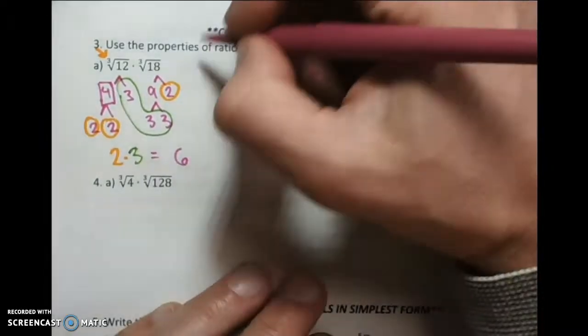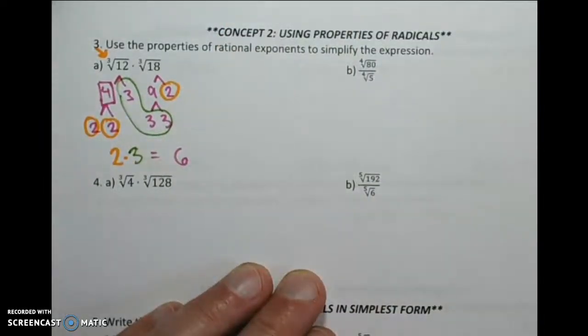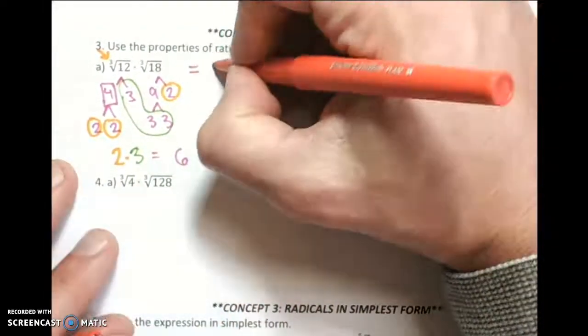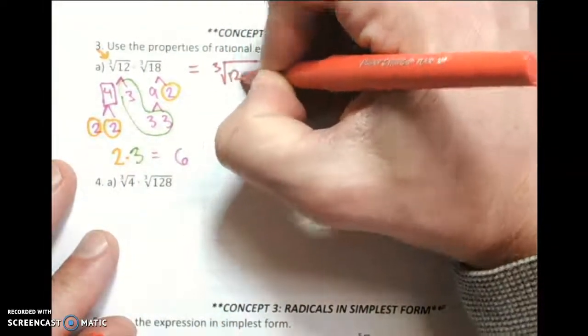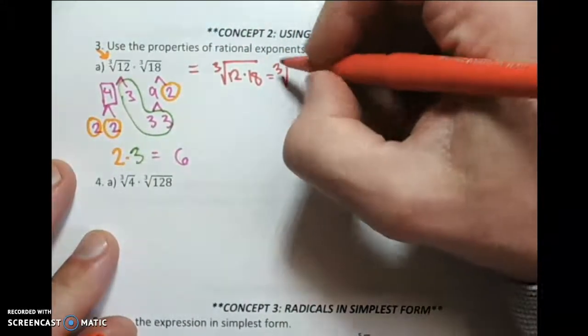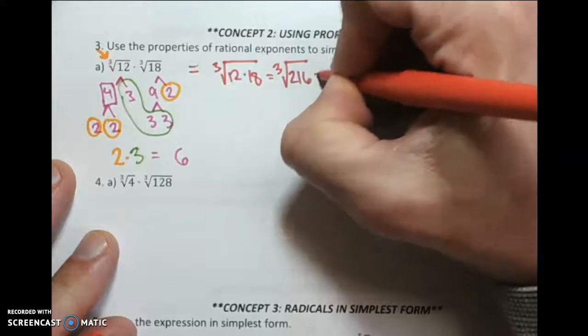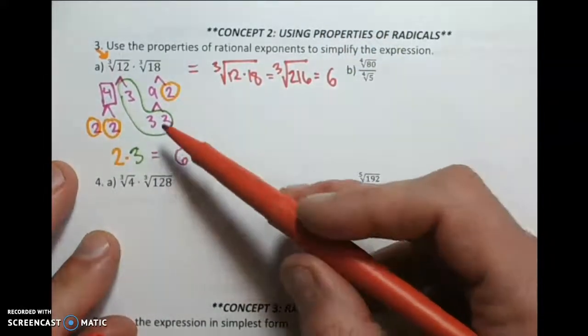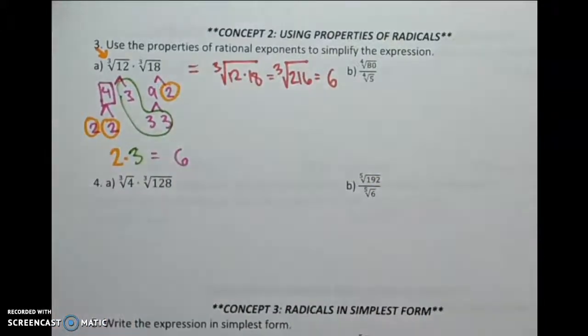Another way I could have gone about that, if you really wanted, is I could take those two and multiply, so I get the cube root of 12 times 18, which is the cube root of 216, which is 6. So that's another way I could have gone about that problem. I prefer this, but either way. Alright, next.